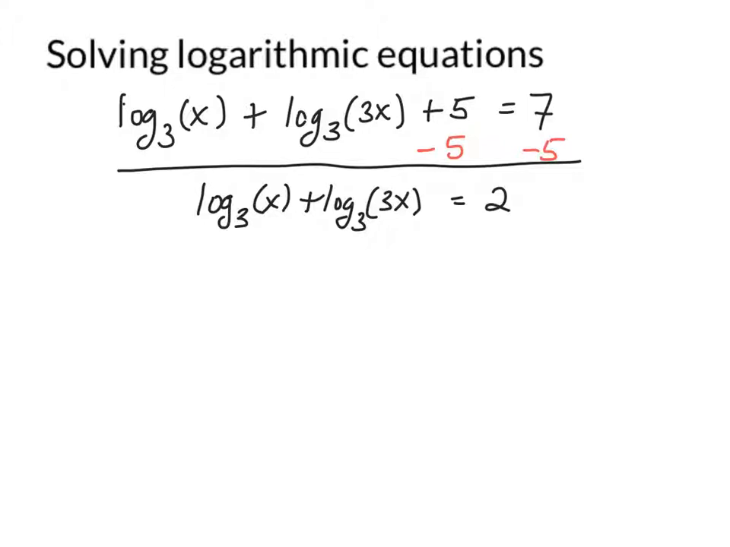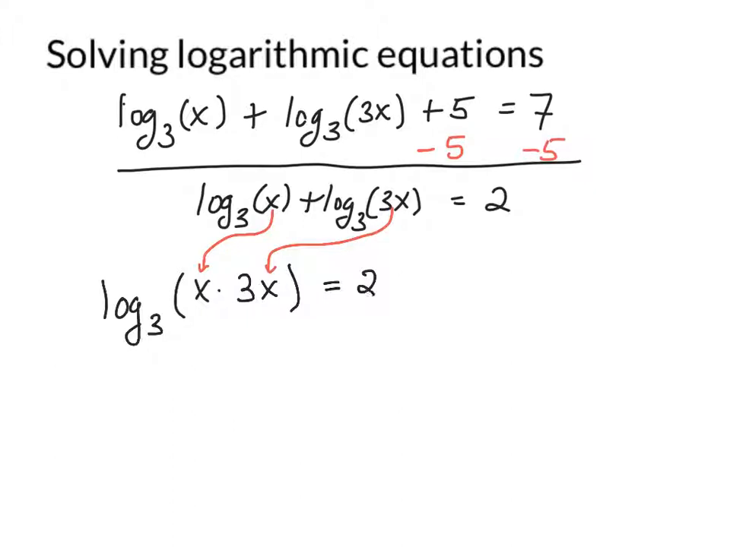So I'm going to use that rule, and what we get on the left-hand side is log base 3, a single logarithm, and I'm going to multiply my inputs, x times 3x. Okay, so the rule for product says I can take the addition of two logarithms with the same base and rewrite it as a single logarithm where I'm multiplying the two inputs together. And we get this is equal to 2.